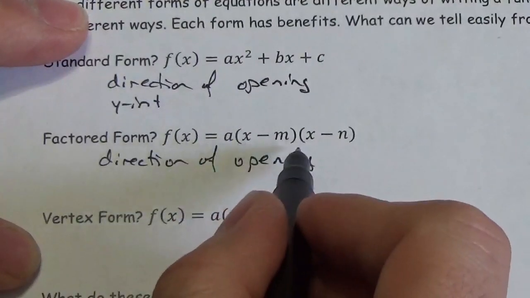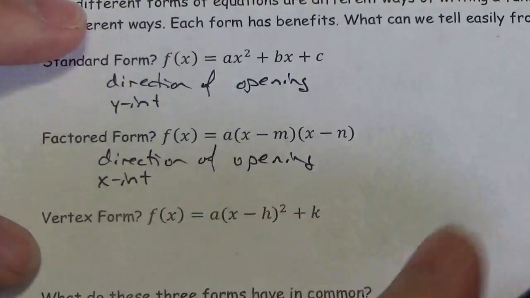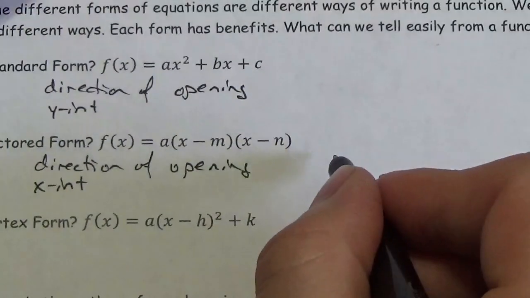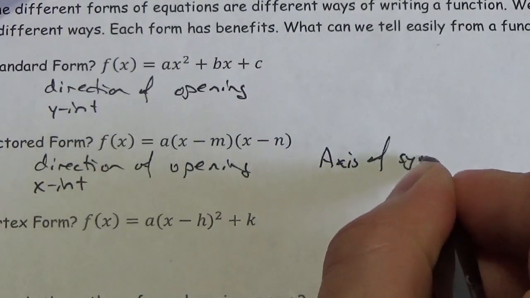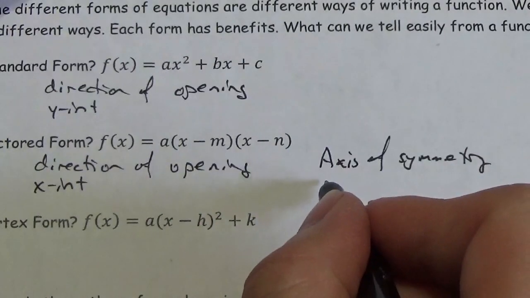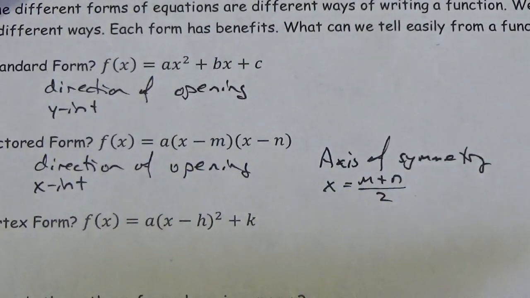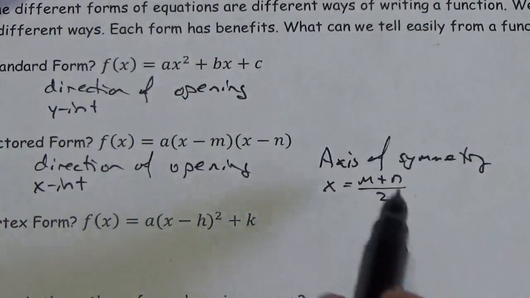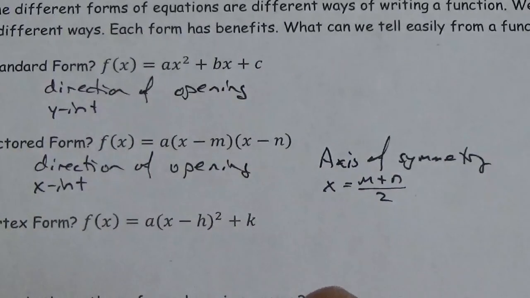In factored form, I know the direction of the opening. I also will know the roots, the x-intercepts. Now, by quick calculation, I can also get the axis of symmetry, because I know that my axis of symmetry is going to equal the average of the two roots. And then even from there, I can figure out what the vertex is by plugging that value in. We saw that. But I can get a few things from that.